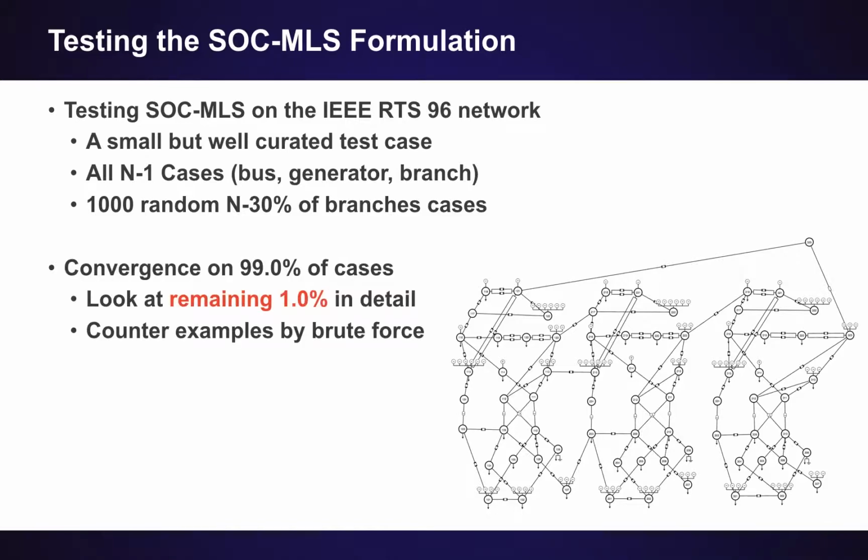What I observed after doing this analysis is that the solver converged 99% of the time, but in about 1% of the cases, there were problems with convergence. And so what I did was I looked into those 1% of cases in excruciating detail and tried to understand exactly what was wrong with them. So this is essentially counterexamples by brute force. We just sampled a lot, and then we looked for counterexamples where the second order couldn't converge.